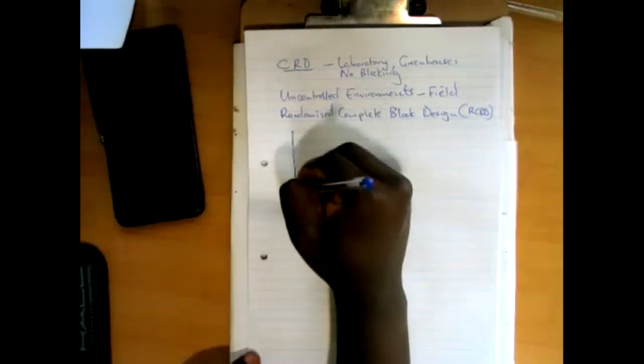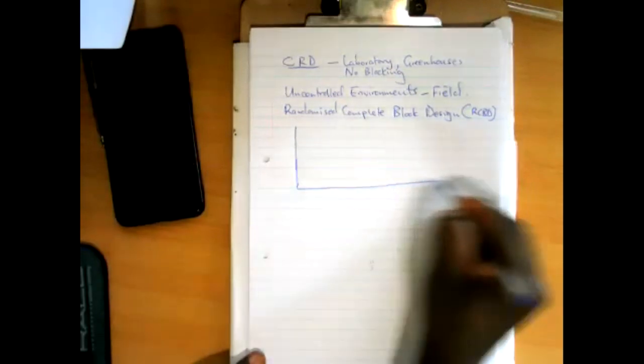In such a case, we need to use randomized complete block design. In short, RCBD. Now, perhaps I need to elaborate further here. Let me give a simple example where we have an agriculture field.